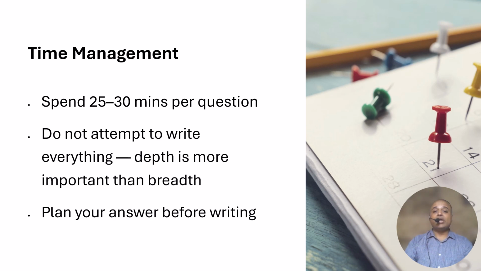Here's a helpful mindset shift. You don't need to write everything you know. This paper is about quality and not quantity. Let's say you are answering a question about whether a business should relocate its factory to a new country. Don't just list 10 points like cost, culture, staff, logistics, etc. Instead, pick 3 to 4 key factors and go deep into them.